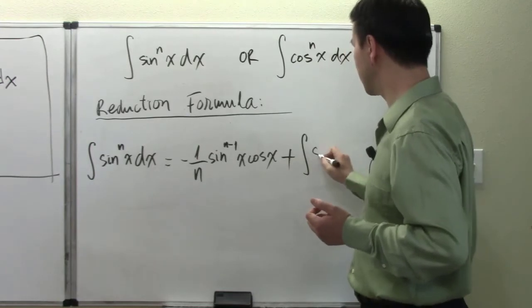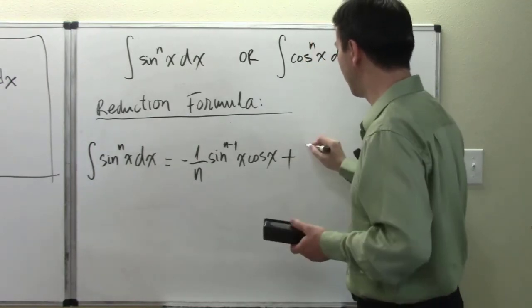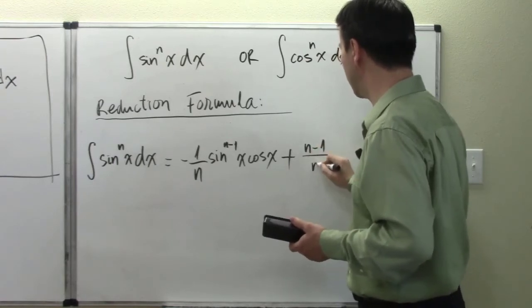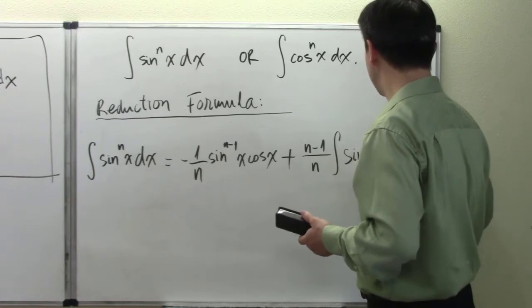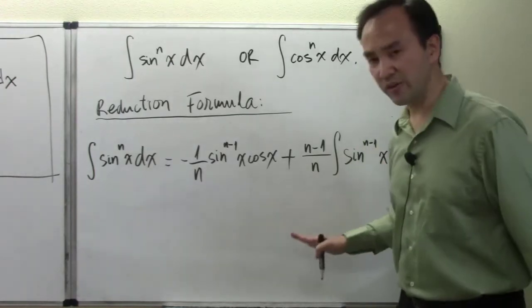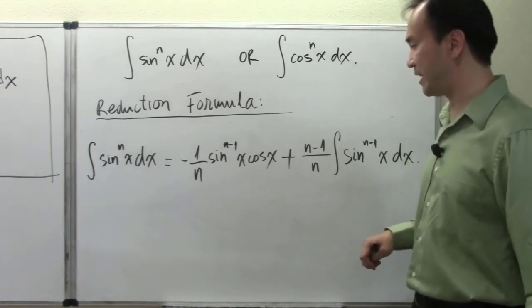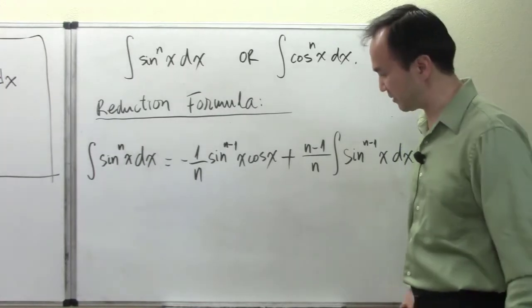(n minus 1)/n times the integral of sine to the n minus 1 of x. Okay, so that's the one reduction formula that I'm pretty sure any of my students who follow along with my class must have seen.